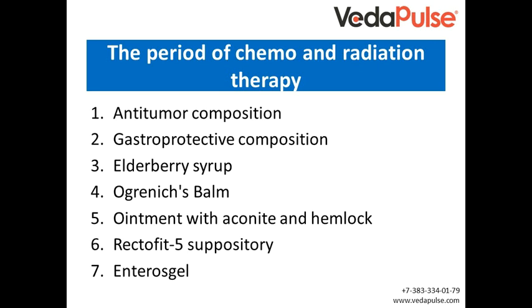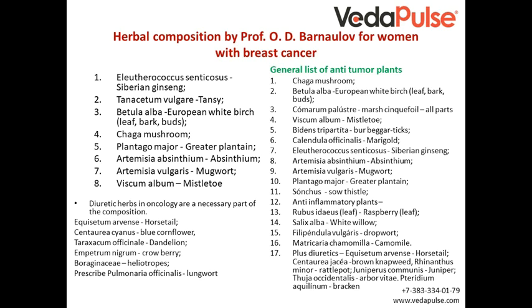Professor Barnaulov recommends the following list of plants for women suffering from breast cancer. It includes Viscum album or mistletoe, Artemisia absinthium, also chaga and birch, and many other anti-tumor plants. Detailed recipes for preparing these remedies are described in his book Detoxicating Herbal Therapy. Also, the books of Andrei Alifierov are dedicated to mastopathy and breast cancer.